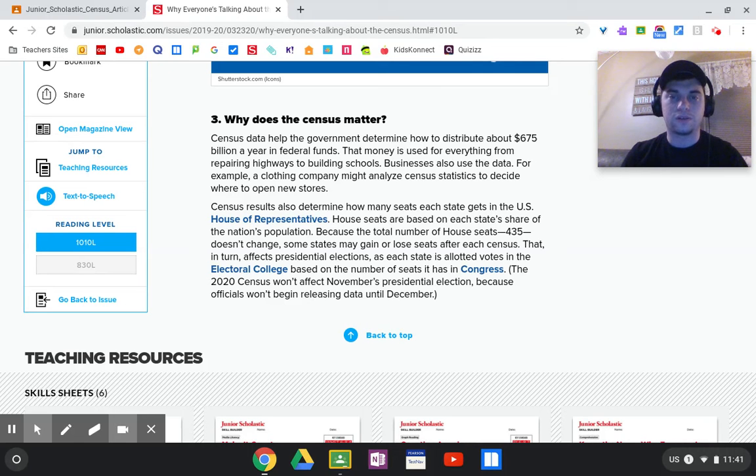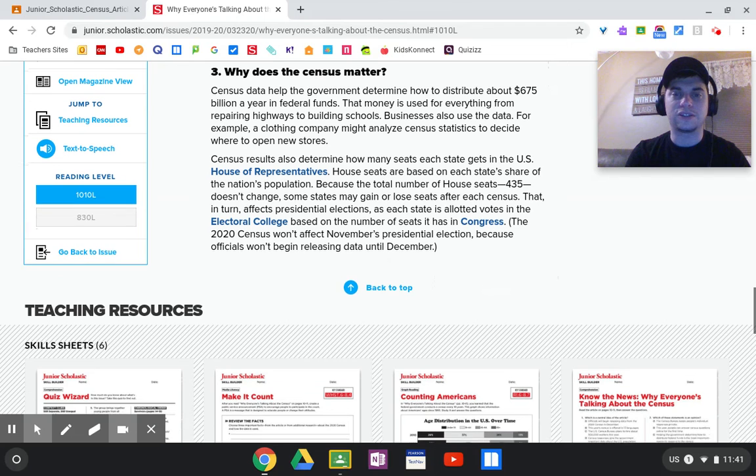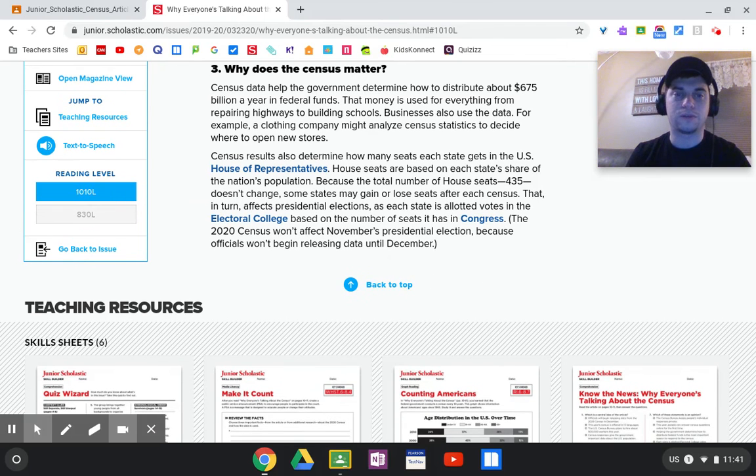Businesses also use this data. For example, a clothing company might analyze census statistics to decide where to open new stores. Census results also determine how many seats each state gets in the U.S. House of Representatives. Again, that's one of the parts of Congress, or the legislative branch. House seats are based on each state's share of the nation's population. Because the total number of House seats, 435, doesn't change, some states may gain or lose seats after each census.